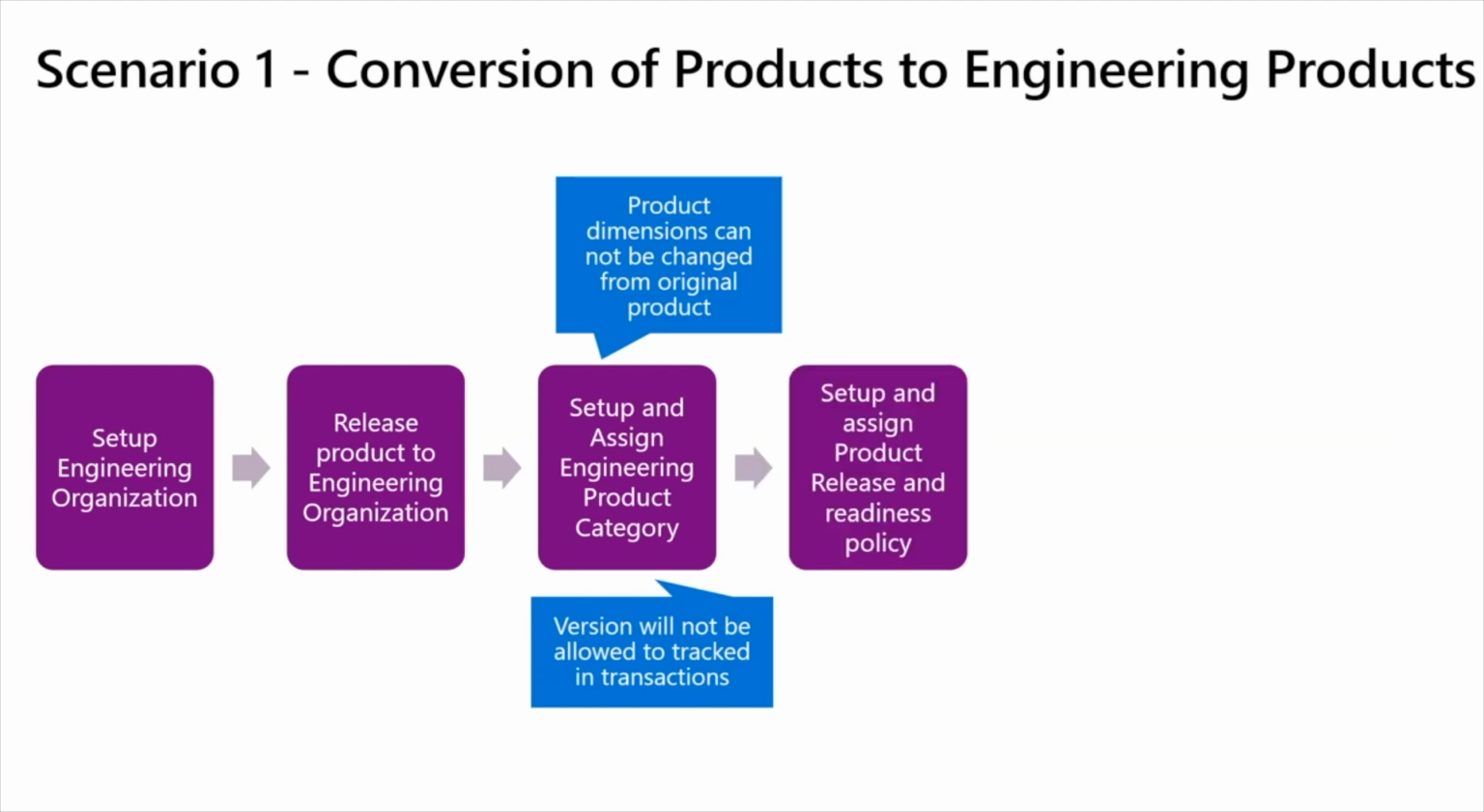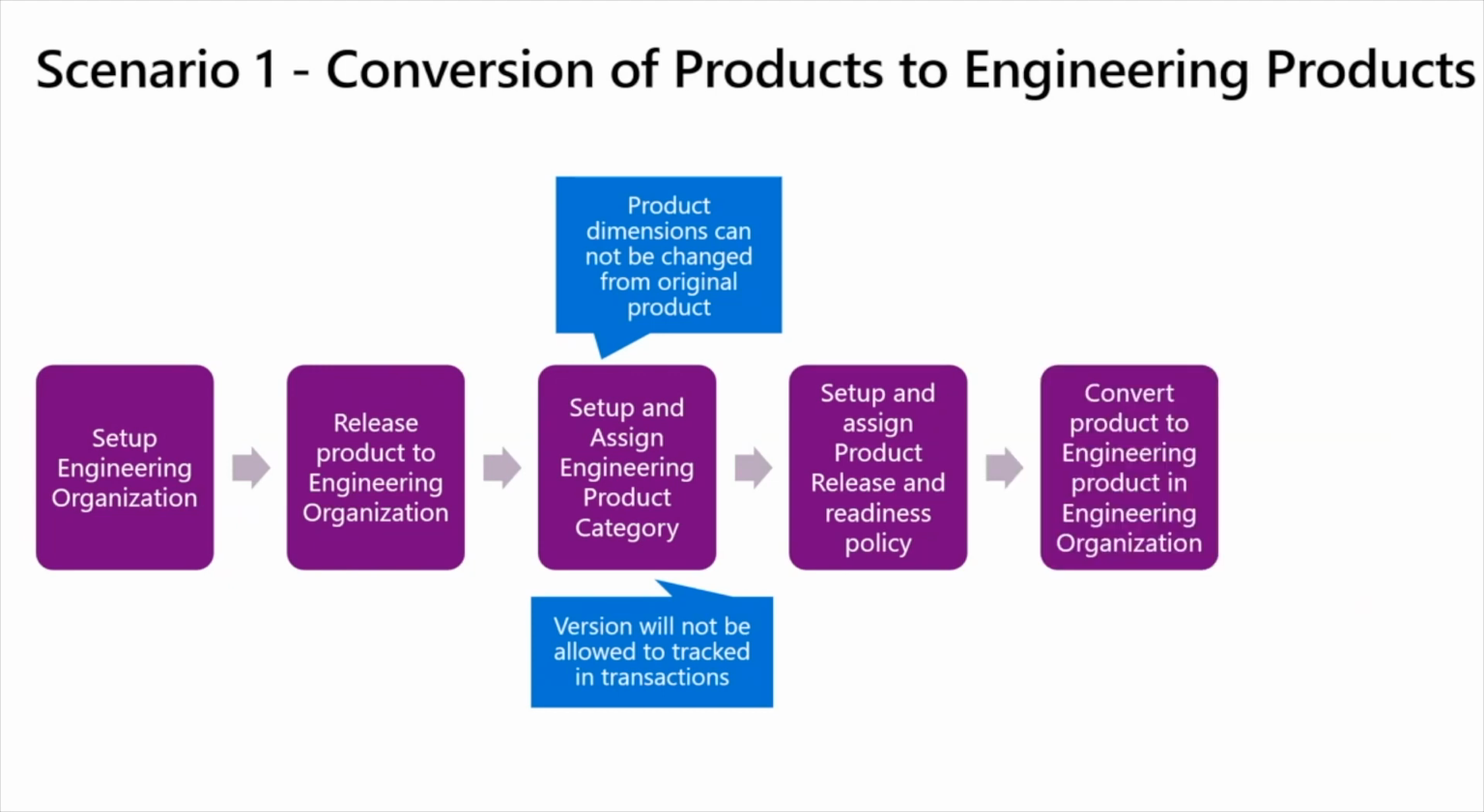As discussed in the previous step, if you're converting existing product to the engineering product, you must set up the product dimension group, same as current product dimension group. Also, you have to define your release policy and readiness check policy and associate it with the product category. Now, once you're done with all the setups and configuration, you can now use the convert product to engineering product function, where you must associate a product to engineering product category defined in the previous steps.